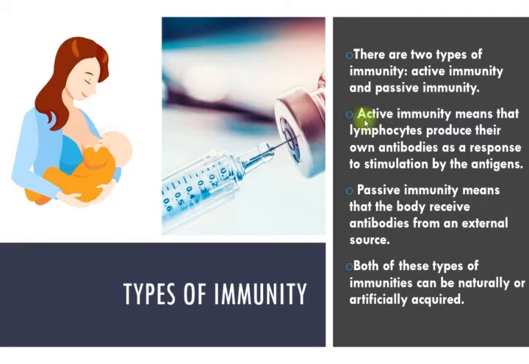So what does active immunity mean? Active immunity means that lymphocytes, which are one type of white blood cells, produce their own antibodies as a response to stimulation by the antigen of the pathogen. So the key word of active immunity is that lymphocytes produce their own antibodies to fight against the infection.